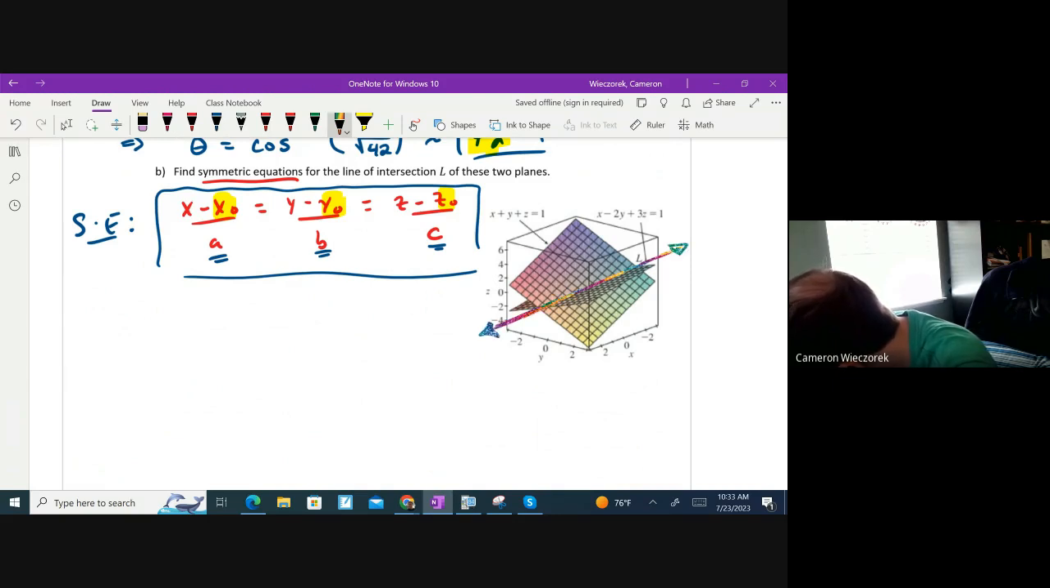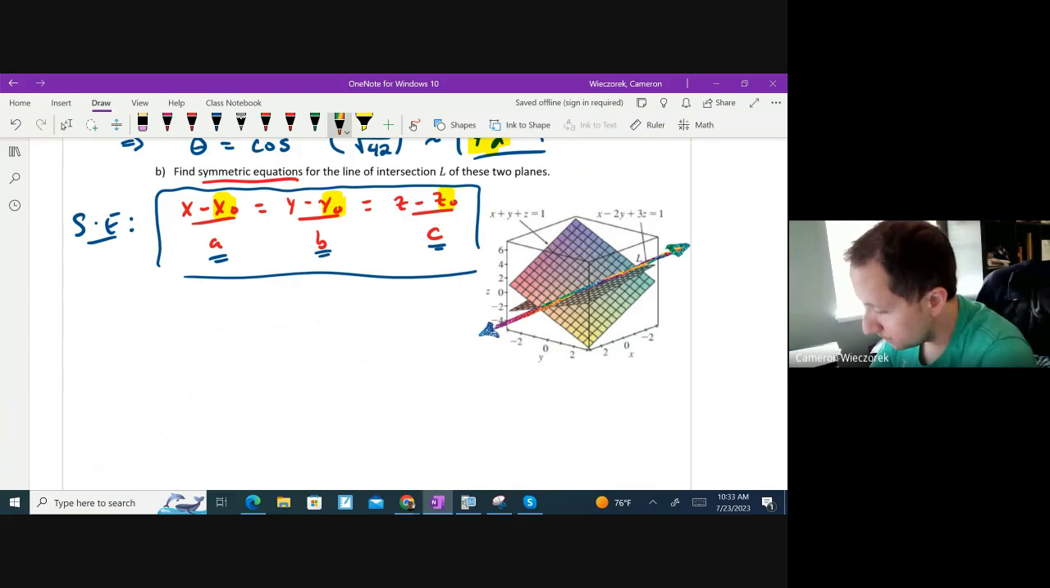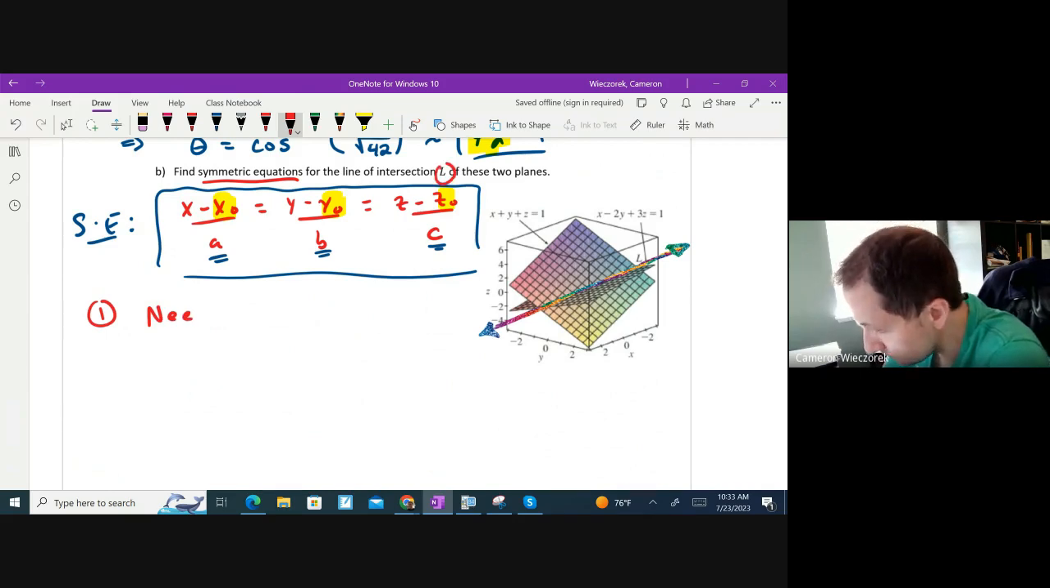And we want to find an equation for that line of intersection. Well, we need a point on the line and we need a direction vector. So those are the two things we need before we can write the equation of a line. We need a point on the line and we need a direction vector. So maybe the first thing let's do is start by finding a point on L. Need a point on L.